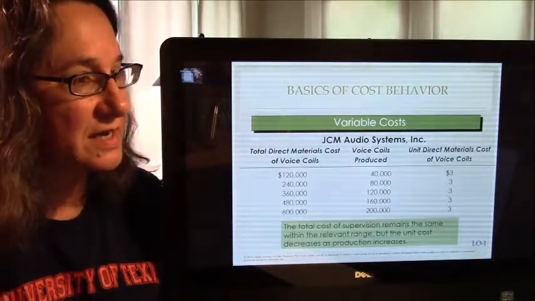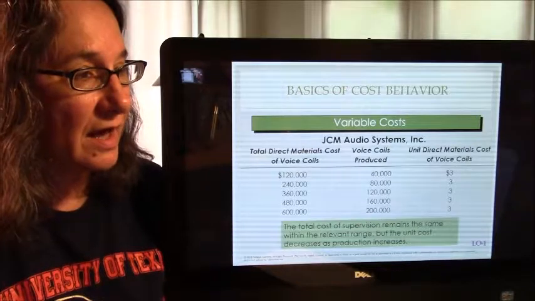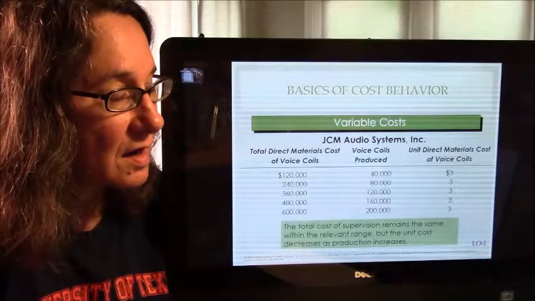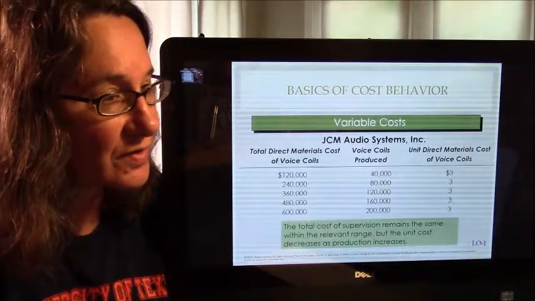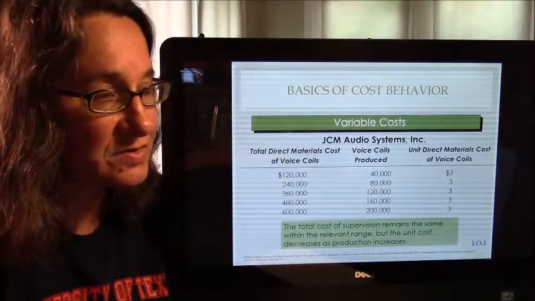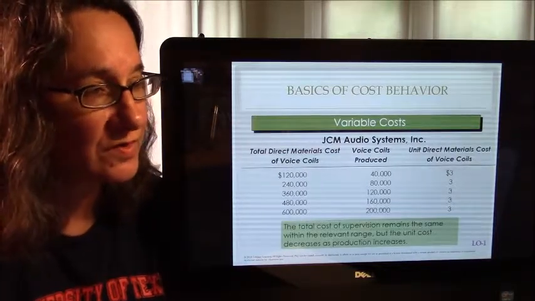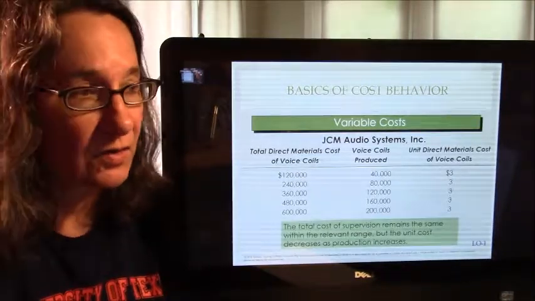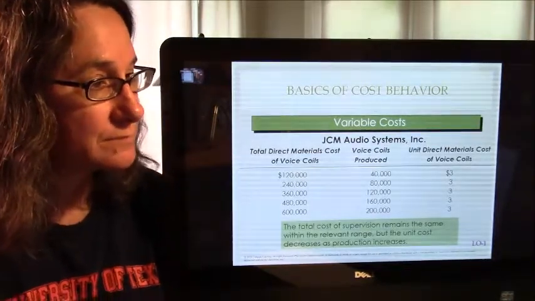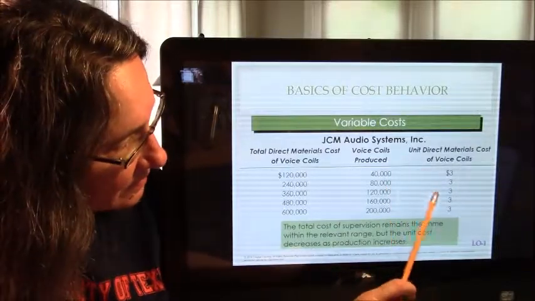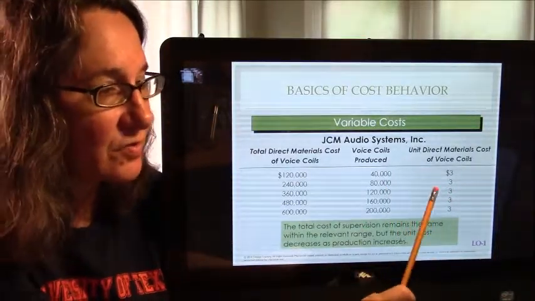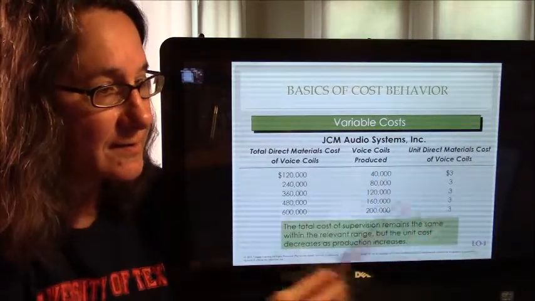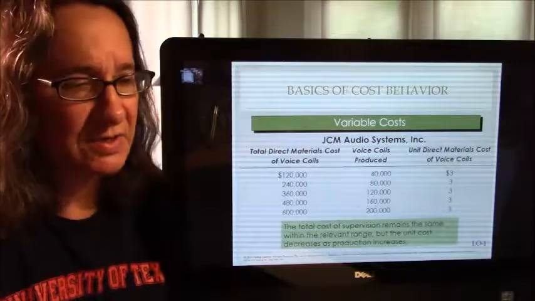So here's this idea, same company, they have this cost of voice coils, and the direct materials cost, so the metal that goes into these coils, is $3. So every time you make a voice coil, you've got to put $3 worth of metal in. So if I produce 40,000, 40,000 times 3 equals 120. If I produce 80, 3 times 80,000 is 240, and so on. So variable cost, pretty easy to understand.